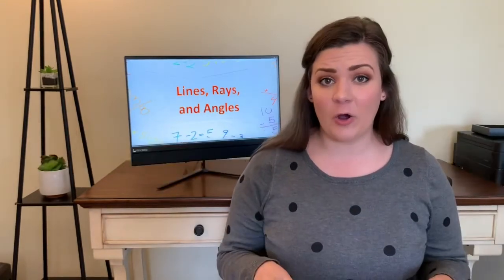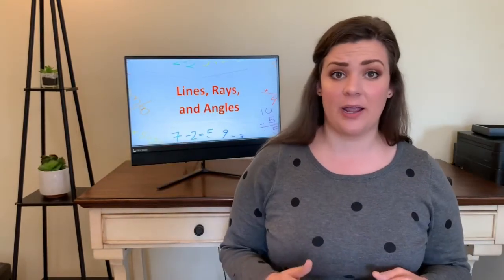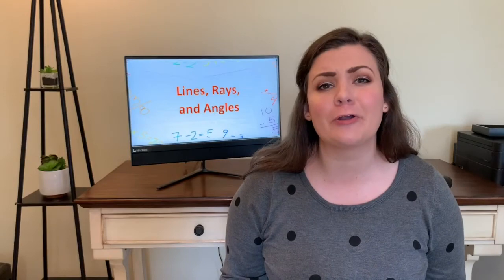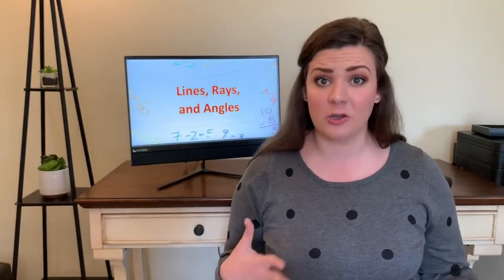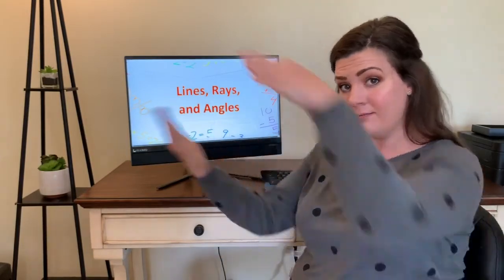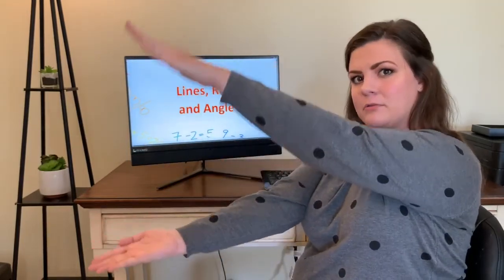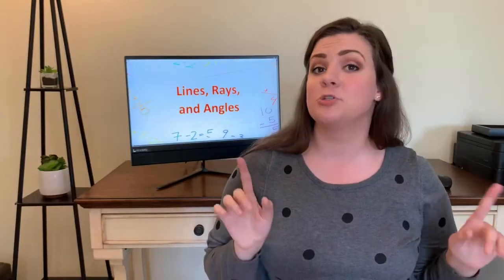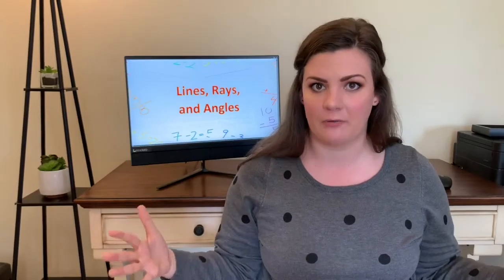An acute angle is less than a 90-degree angle. What a cute little angle! Can you make an acute angle with your arms? Put your arms straight out in front of you. Think of an alligator mouth. Awesome. An obtuse angle is greater than a right angle.